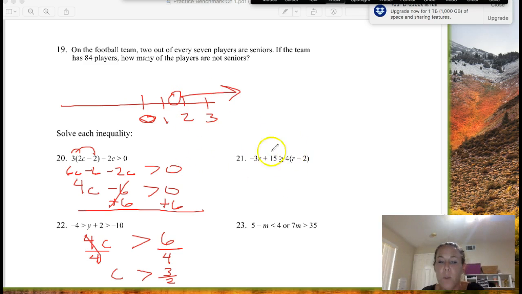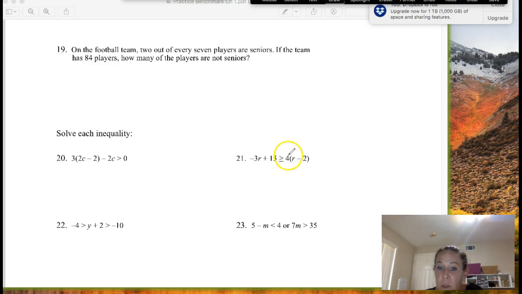All right, on to this one. Let's go ahead and solve this one. Let's use distributive property first to simplify this side. So 4 times r is 4r, then 4 times -2 is -8. Bring down everything else. -3r plus 15 is greater than or equal to 4r minus 8. Go ahead and finish solving by getting your r's together on both sides of the inequality.